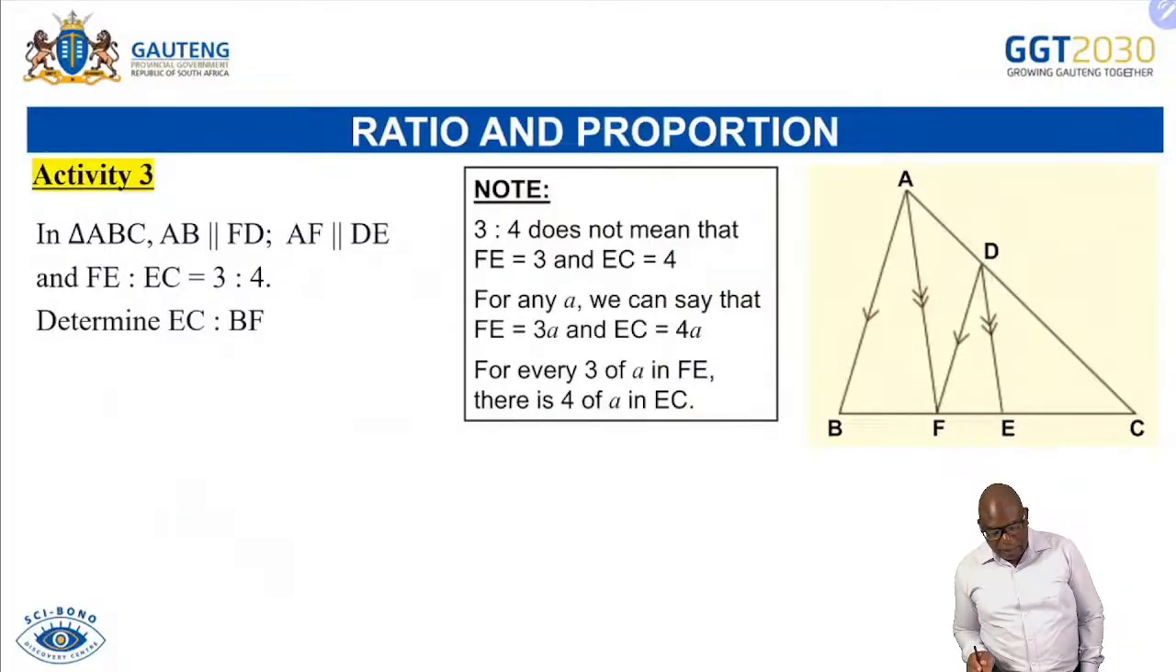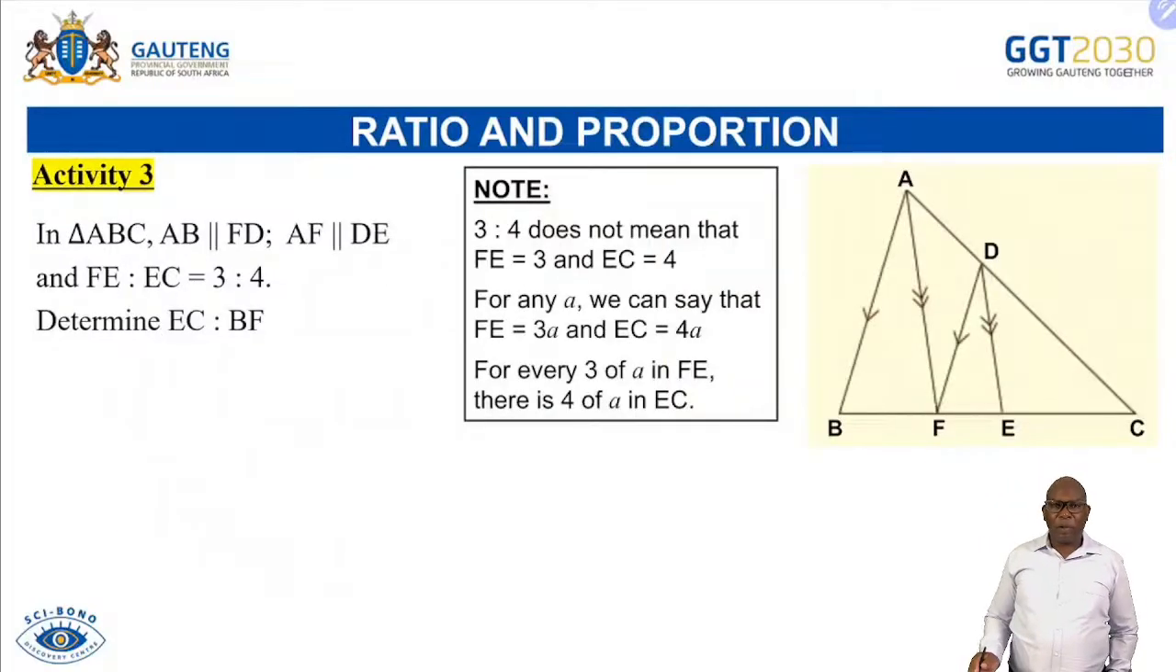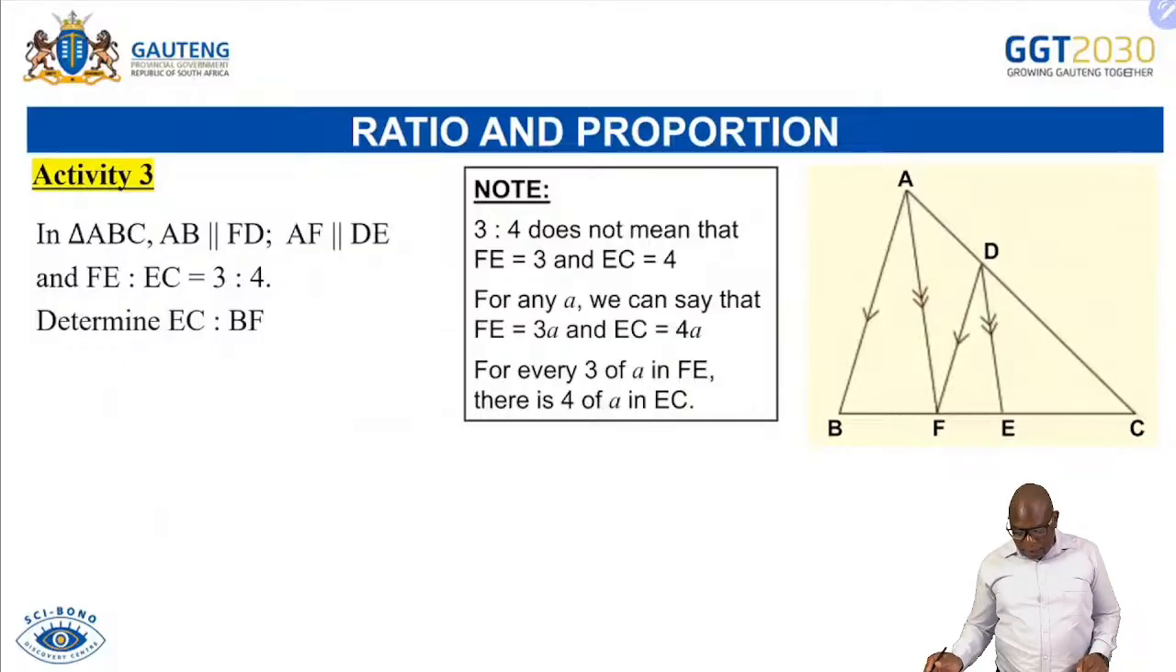Now, activity 3, a very, very, very important question in here. The difference between the activity that we've done in the previous slide and this one is that in the other ones, the lengths were given. In this one, the lengths are not given, but we are given the ratios. So let me first read the question.